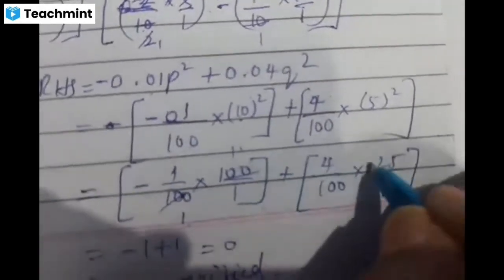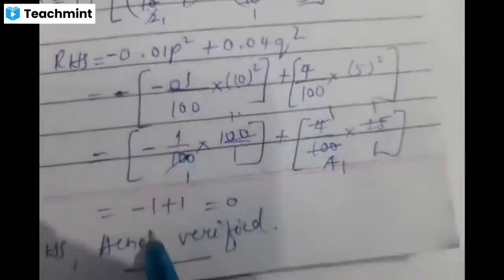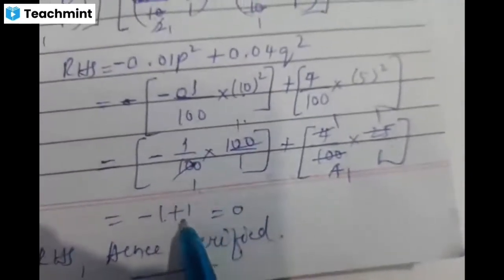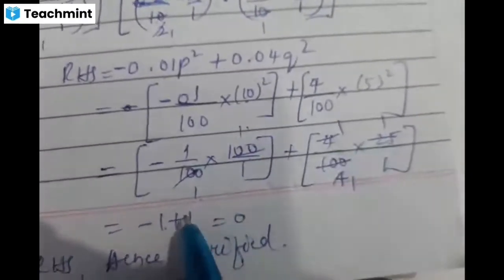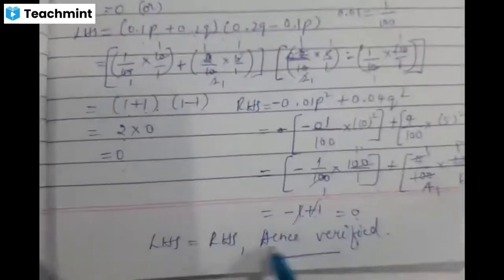Now remove the powers, children. Here 10 square is 100, 5 square is 25. Cancellation: 100 ones are 100. Here 25 ones are 25, 4 fours are 16... 25 fours are 100, 4 ones are 4. Minus 1 is here in the brackets, plus you are left with 1 here. Minus 1 plus 1 get cancelled. You are left with 0. Therefore, LHS is equal to RHS. Hence, we have verified. Next question is, simplify the following, children.